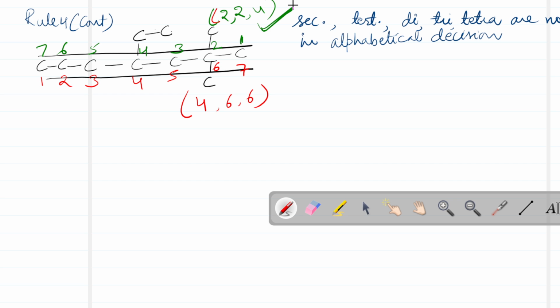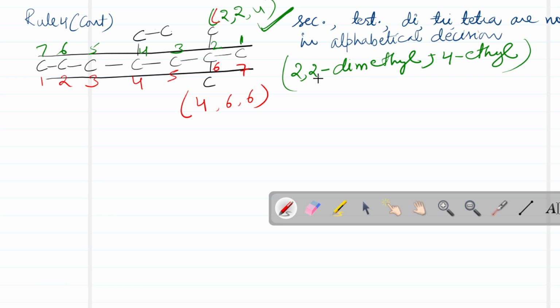So here it is methyl, 2,2-dimethyl. The substituents are 2,2-dimethyl and 4-ethyl. But we won't be considering this 'di' while taking the alphabetical decision. We won't be considering this 'di'. We would be considering this M and here E.